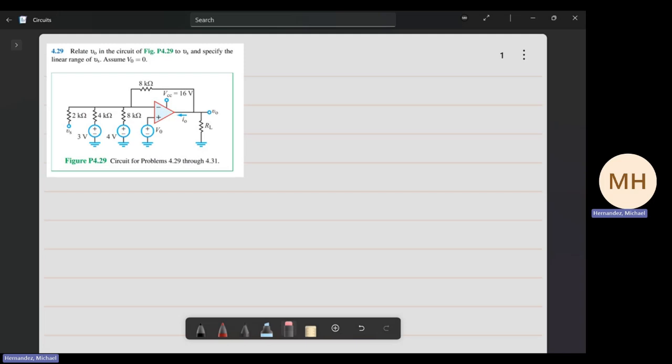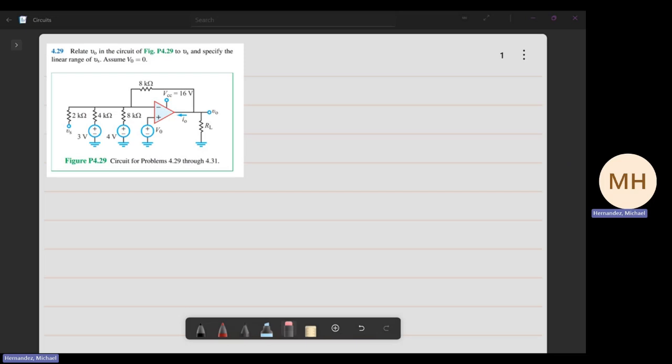This is an op-amp circuit, and this is from the textbook as well. I will be showing and demonstrating how I complete the circuit. All right. So first of all, we're going to read the question.